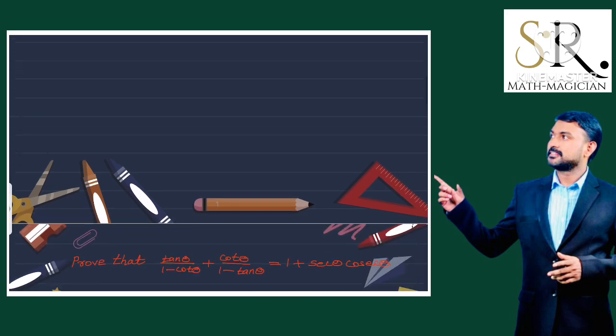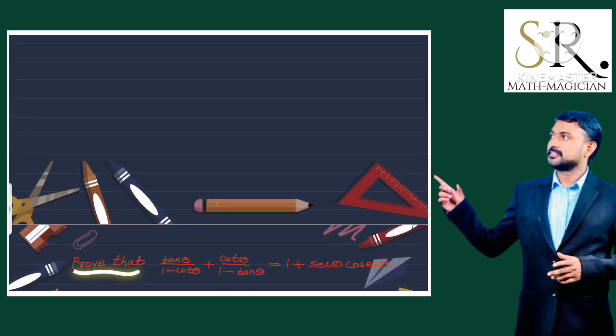The question is: prove that tan theta by 1 minus cot theta plus cot theta by 1 minus tan theta is equal to 1 plus sec theta cosec theta. It is a prove-that question. In a prove-that question, there will be LHS and RHS.